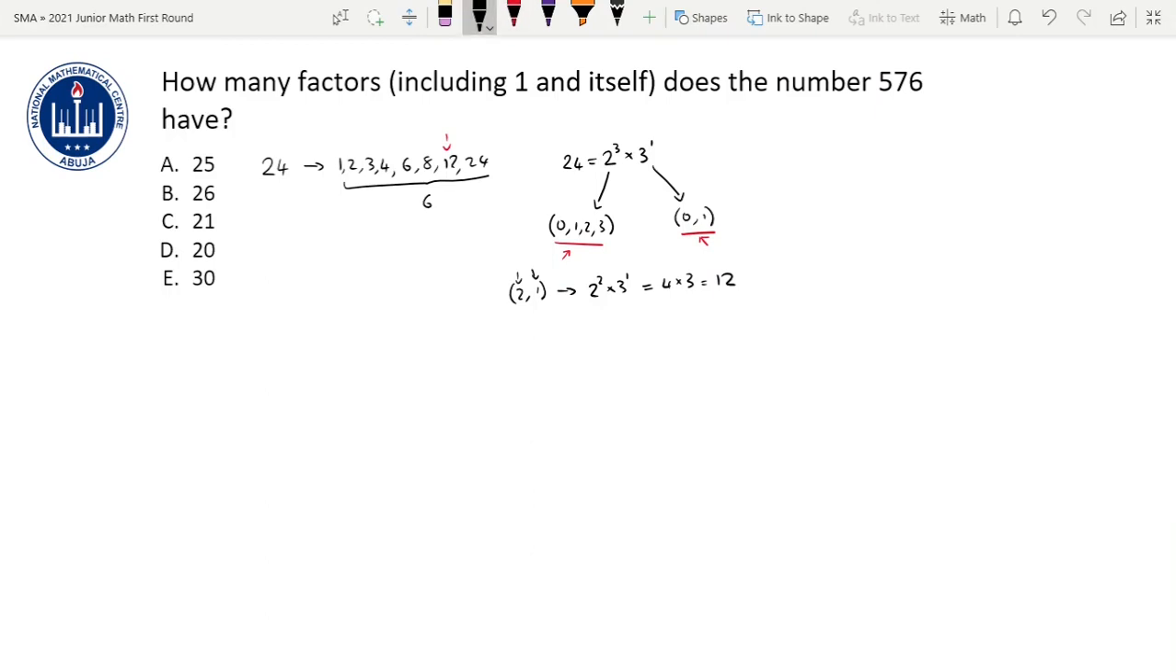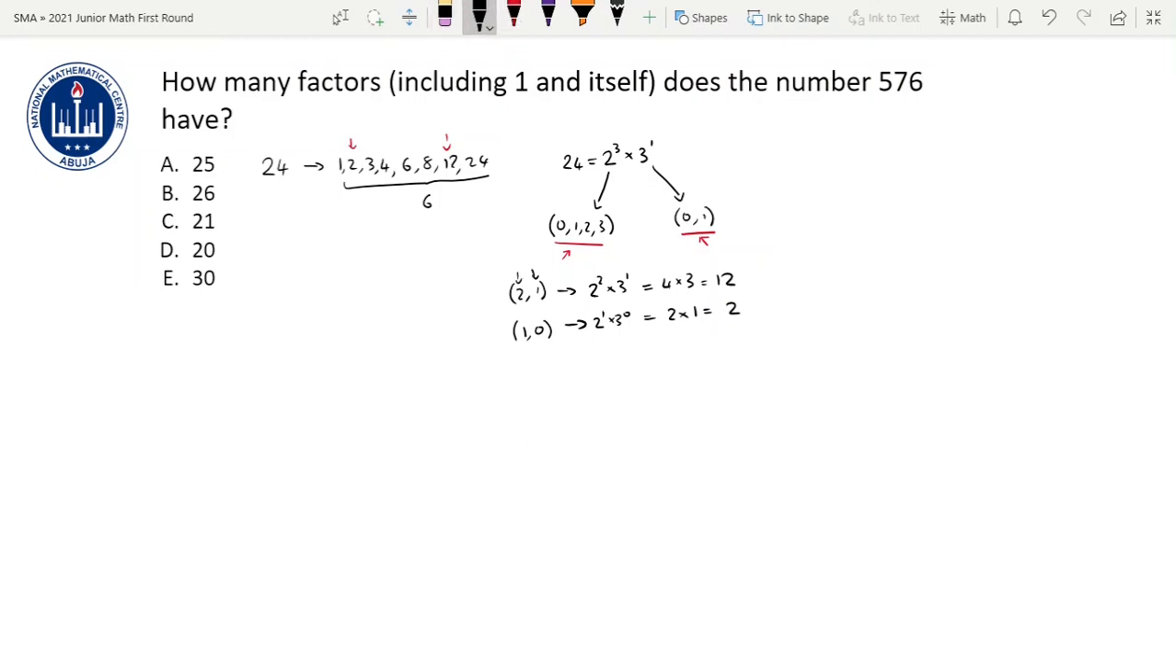If we pick a different pair of numbers, let's say we pick 1 from the first bracket, and then we pick 0 from the second bracket, then the number we're going to have will be 2 raised to power 1 times 3 raised to power 0, which will be 2 times 1, which is 2. And 2 is a factor of 24. Notice we have that here.